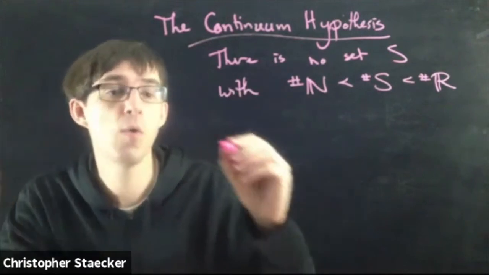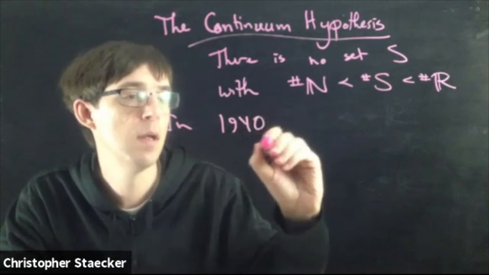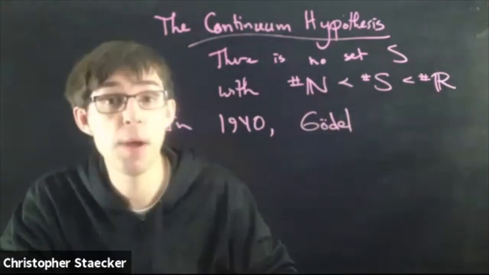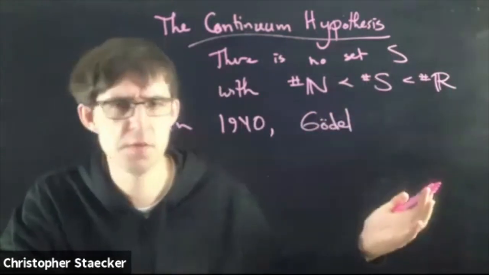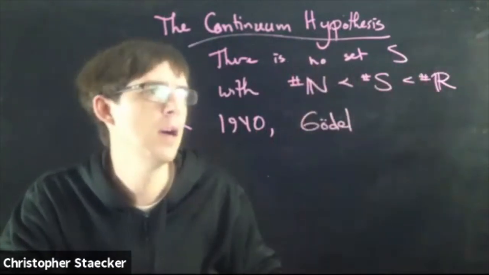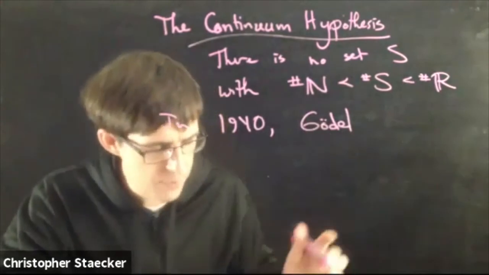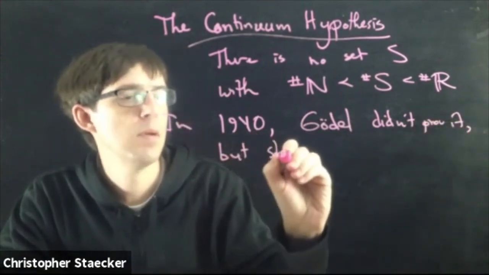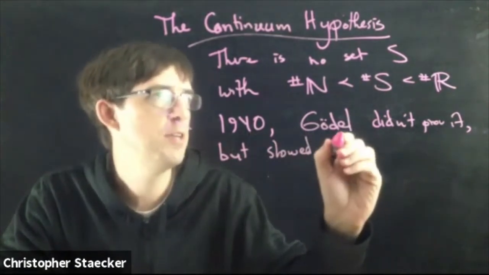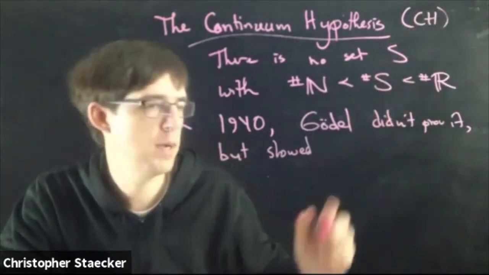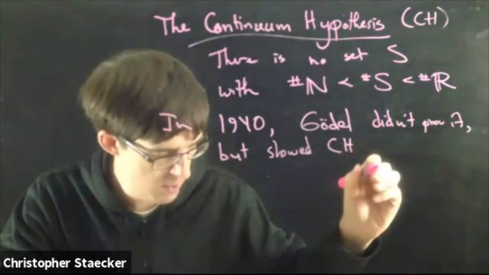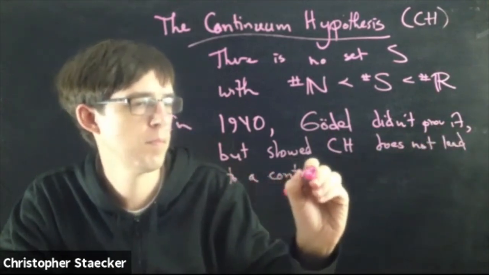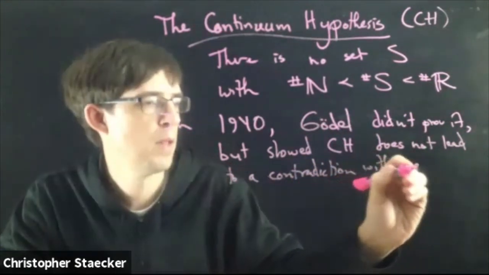It wasn't settled until quite a bit later, but I'll tell you what happened. In 1940, a mathematician named Gödel... this is a strange resolution to the continuum hypothesis. Usually I would just tell you somebody proved it in this year, or somebody proved that it was false, the opposite of that. There is something in the middle. Anyway, in 1940, what happened was Gödel didn't prove it, but Gödel showed that the continuum hypothesis, can I just write CH? This is how people often abbreviate the continuum hypothesis. He showed that the continuum hypothesis does not lead to a contradiction with set theory.